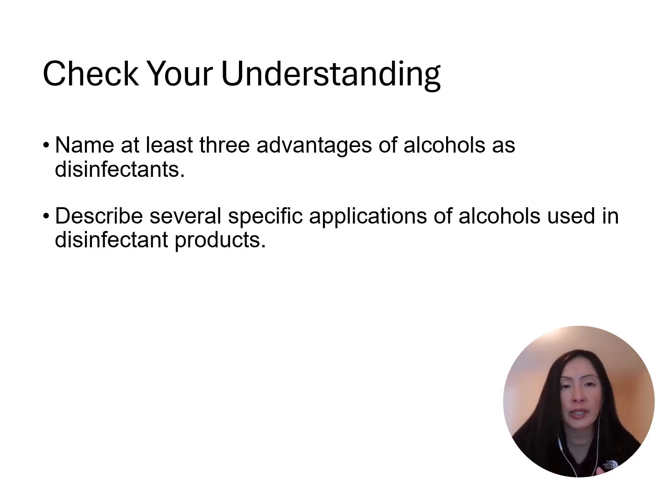For the second checkpoint here, it asks us to describe several specific applications of alcohols used in disinfectant products. So sometimes we use them for skin degerming before an injection. So that's usually through isopropyl alcohol or ethanol, which is ethyl alcohol swabs. We see them in hand sanitizers, and they might also be in tinctures containing alcohol mixed with other ingredients like iodine for an enhanced antimicrobial effect. And then sometimes we use them for surface disinfection as well in healthcare and lab settings.